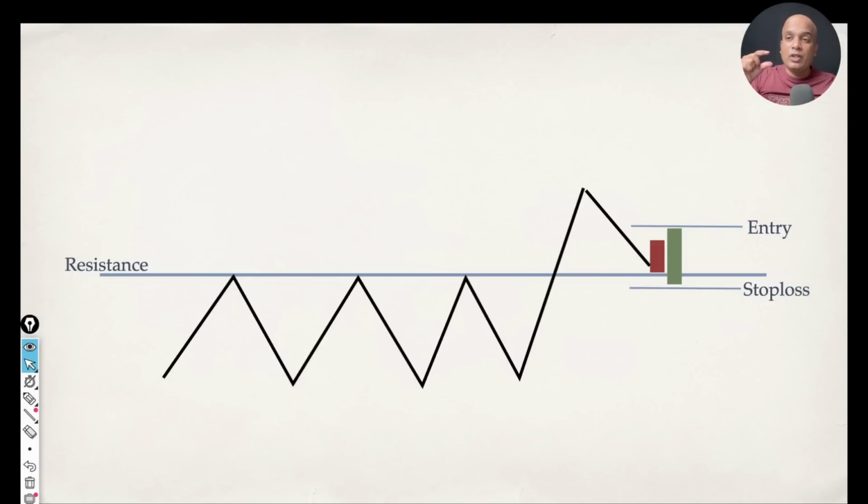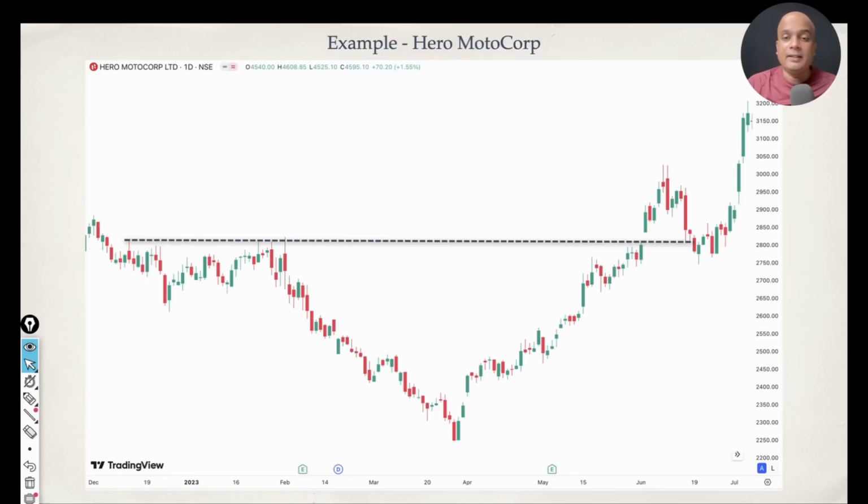Once you get the bullish confirmation, take the long trade above the high of the bullish confirmation candle and keep your stop loss below the low of the bullish confirmation candle. Then you should ride your profits. So this is how you can take the entry in the pullback trading style.